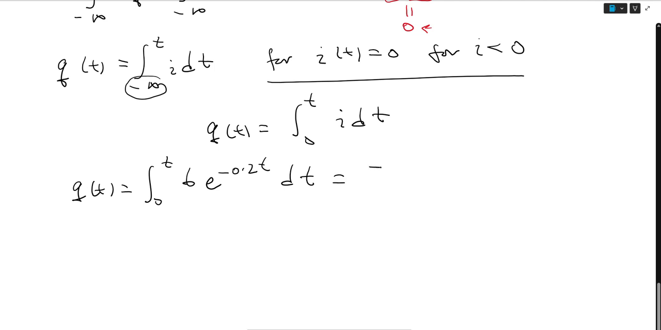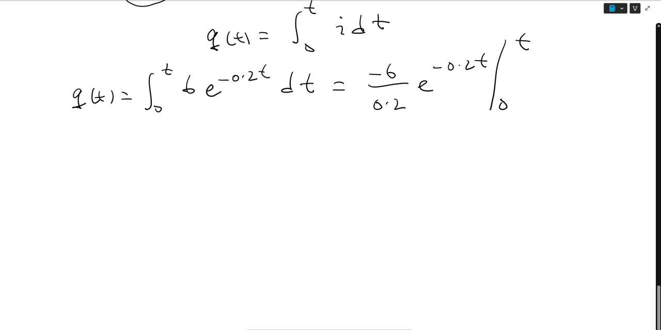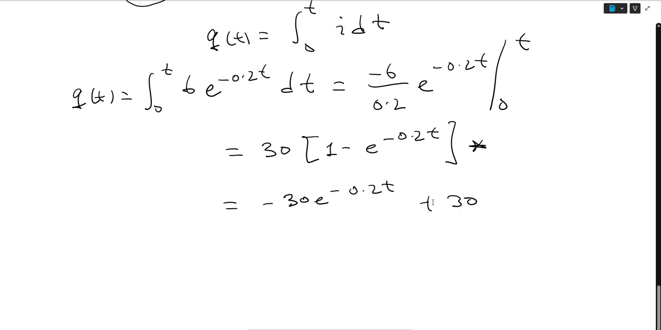which equals negative 6 over 0.2 times e to the minus 0.2t from 0 to t. This is just basically calculus, and since this is not a calc class, we'll just give the answer, which is 30 times (1 minus e to the negative 0.2t). Then this is your answer, where we can also write this as minus 30e to the negative 0.2t plus 30. And all you do to get this is plug in t.